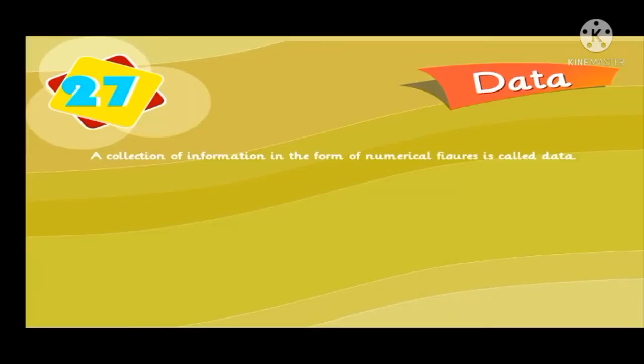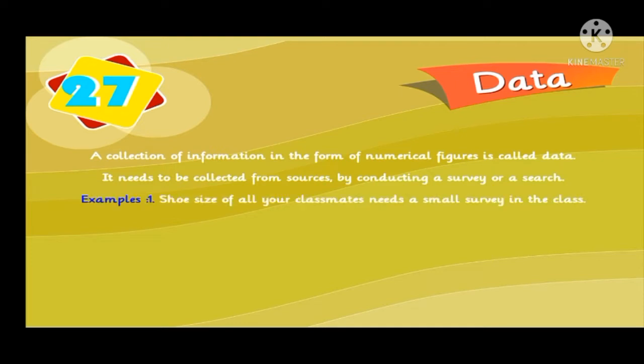What is data? A collection of information in the form of numerical figures is called data. That means numerical figure में जो information होती है उसको हम कहते हैं data. It needs to be collected from sources by conducting a survey or a search. For example, the shoe size of all your classmates needs a small survey in the class. That means to collect the shoe size of your classmates, we conduct a survey.